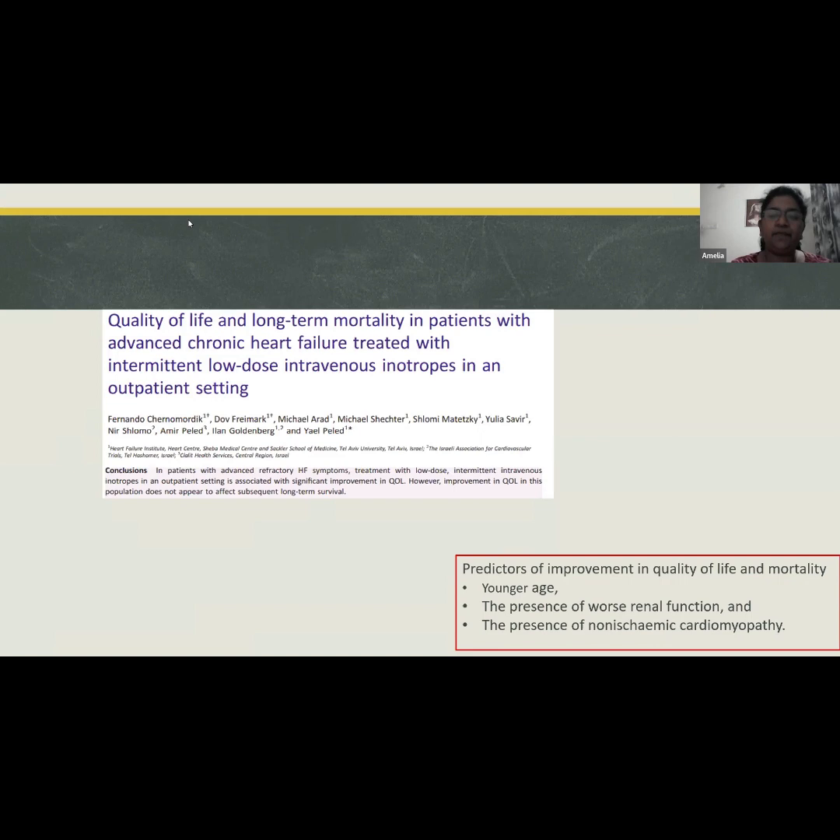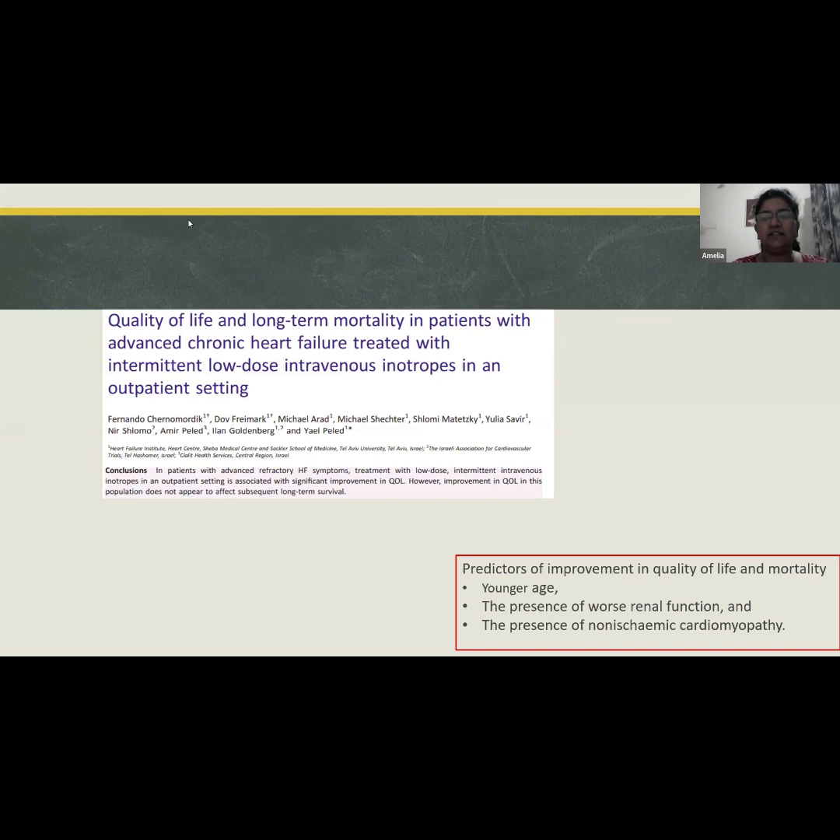Two, the presence of worse renal function. So you might ask, how can that improve? It gives you a very brief illusion of improvement, because you have edema and breathlessness, and if there is an improvement in the renal function by any of the modalities of treatment we use, there is a sudden improvement in symptoms. But with the worsening of the renal function, it is not going to help with the quality of life. So people might initially say, oh my God, I've improved, but that's not the actual case.